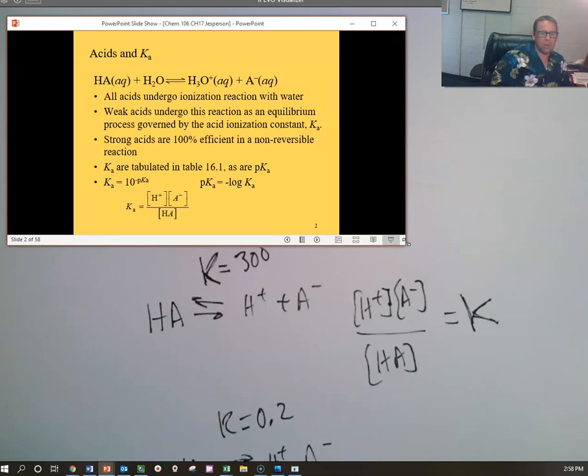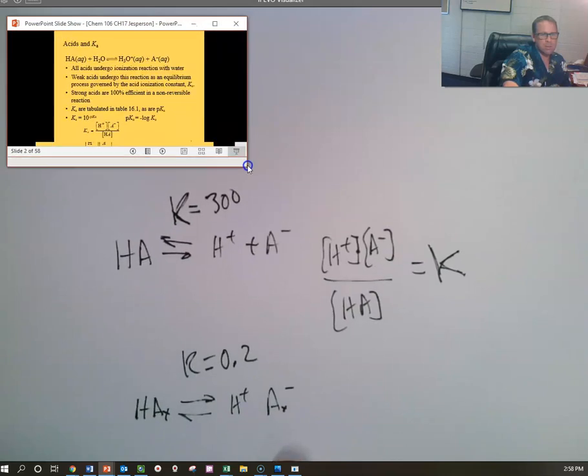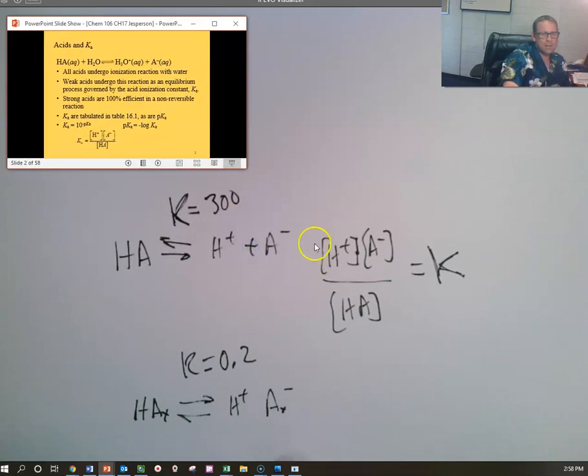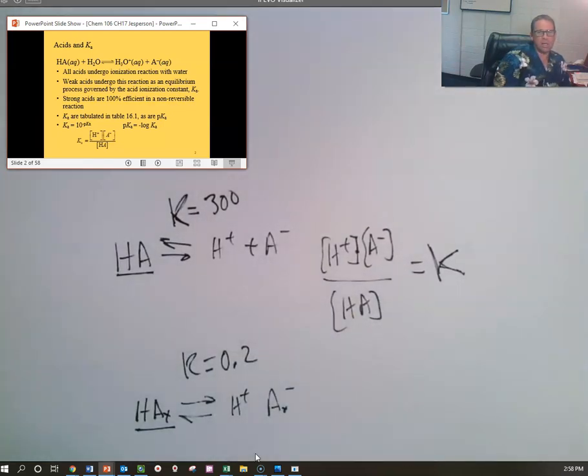Very good. Now, in terms of these two acid compounds that I've drawn here, what does that tell us about these acids in terms of their strength? Can we know anything about the strength of HA and the strength of HAX relative to each other? I am not sure. Okay.